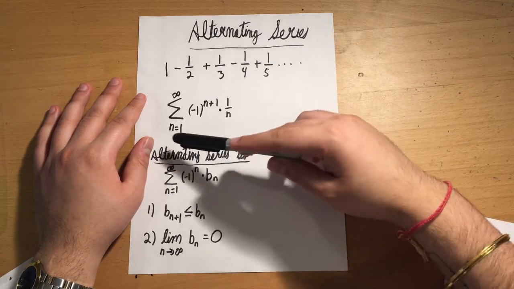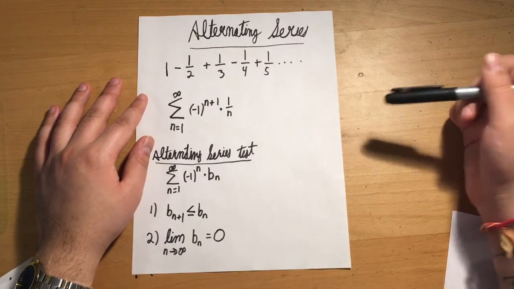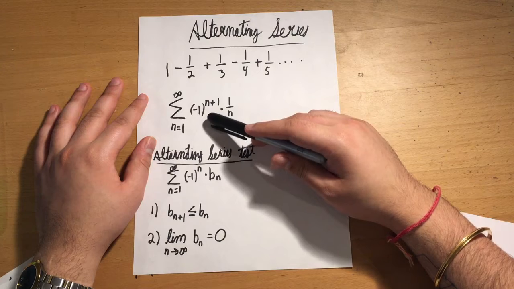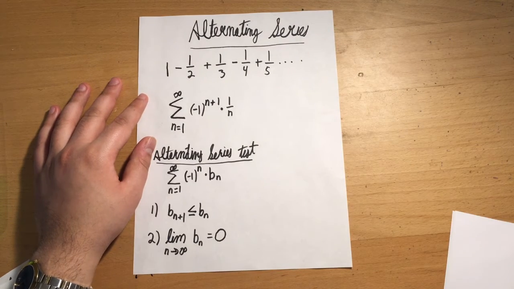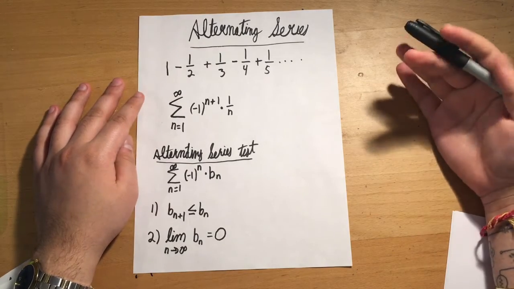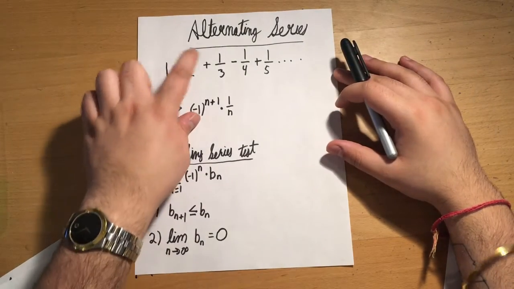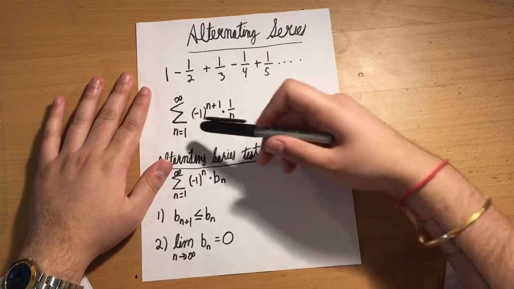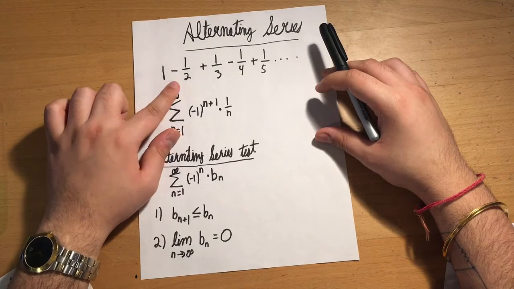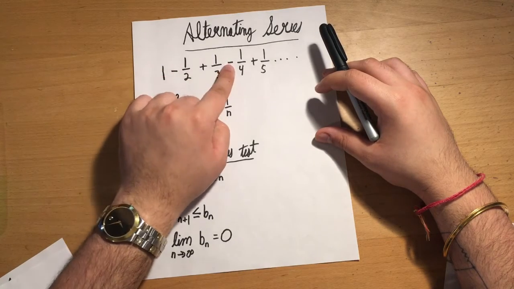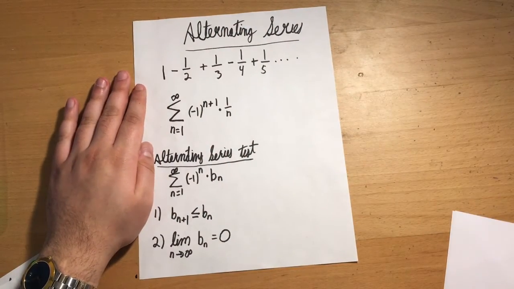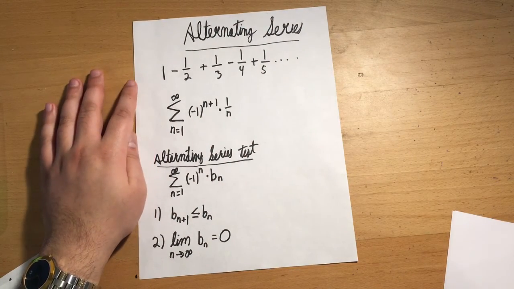Here I've written it as an infinite series from n = 1 to infinity of (-1)^(n+1) times 1 over n. The reason this is an alternating series is because the signs alternate every time you increase the index. So we have +1, -1/2, +1/3, negative, positive, negative, positive, and that pattern has to continue throughout the entire series. That's what makes it alternating.